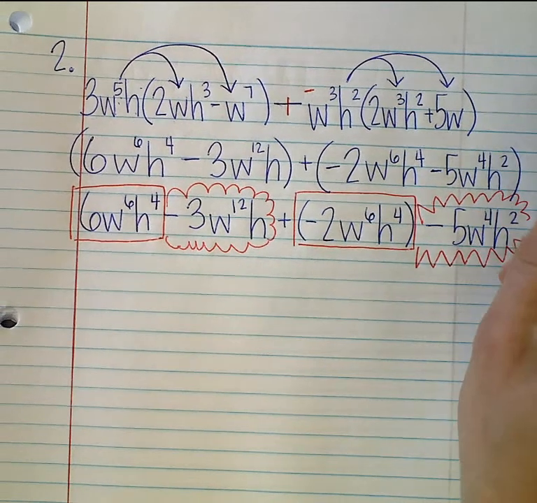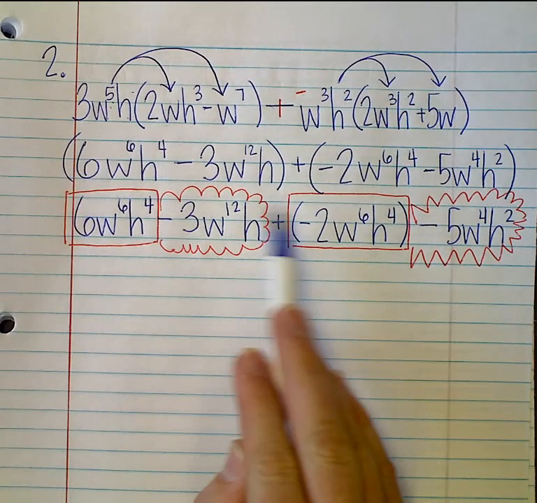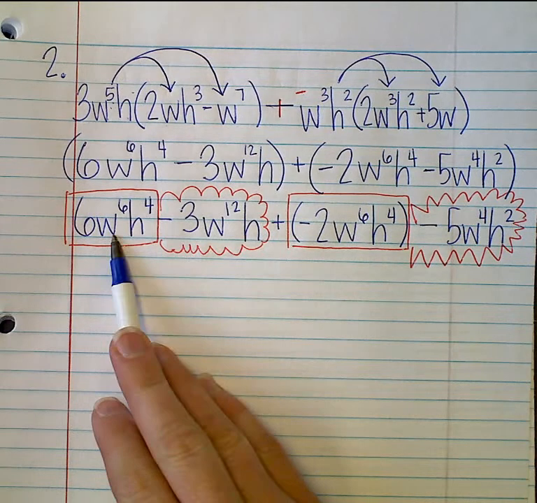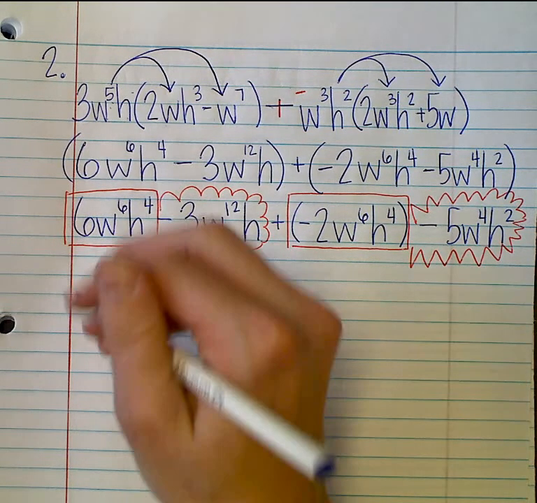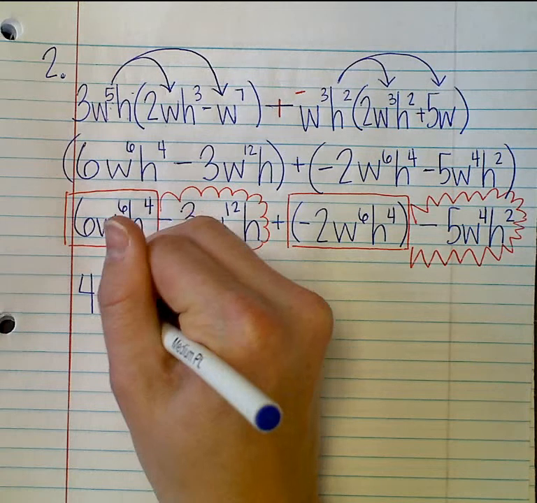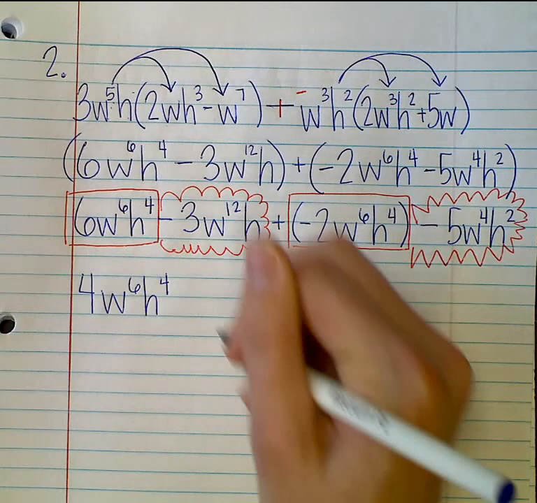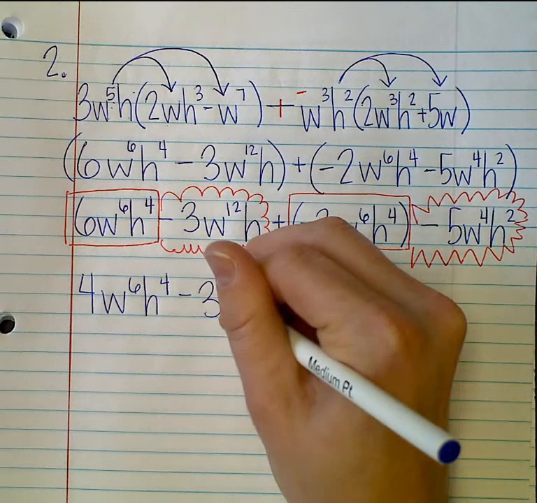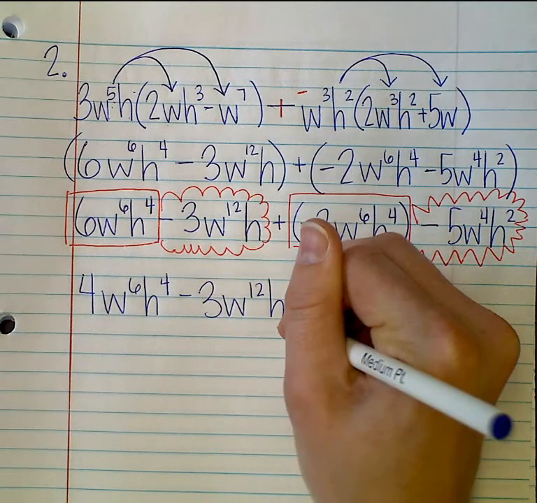We'll group together our like terms. The only two like terms I have are the w to the 6th power h to the 4th power. 6 plus negative 2 is 4. You don't have to change anything about your variables or your exponents here. We bring down our other two terms because they are not like terms and I cannot combine them.